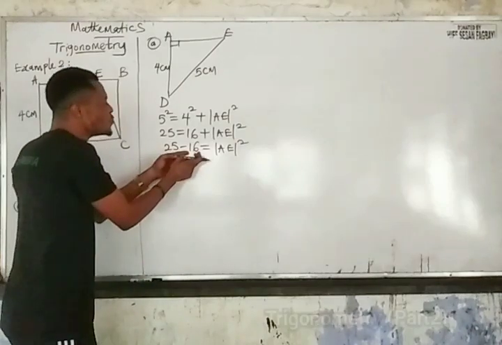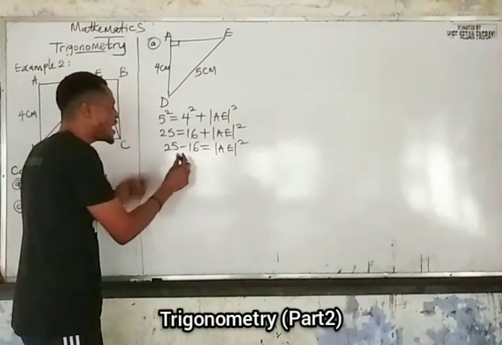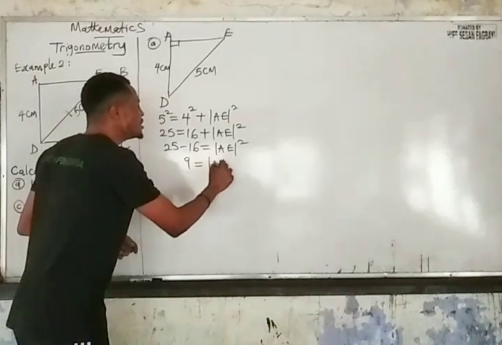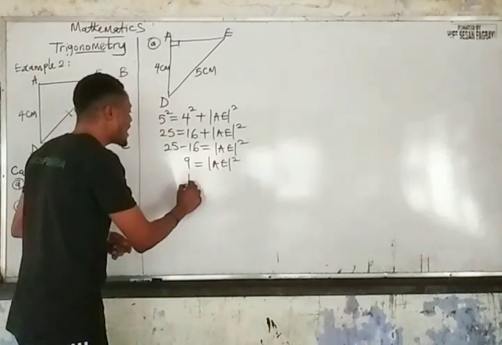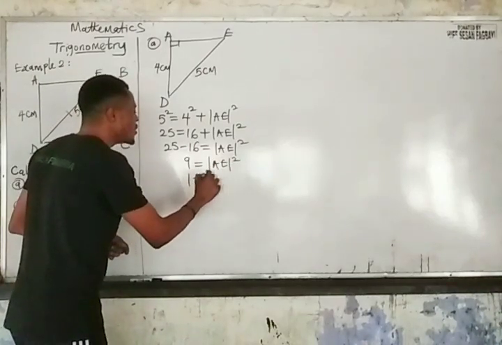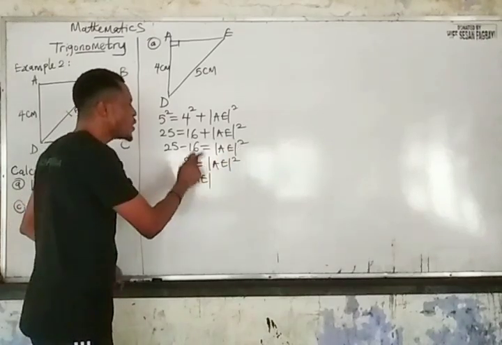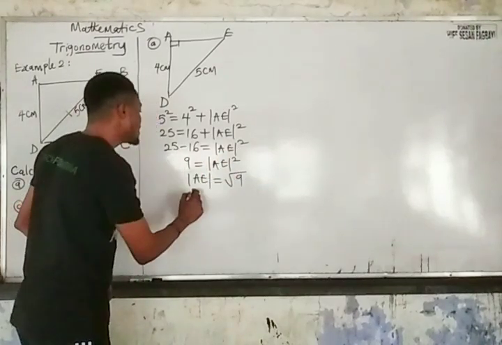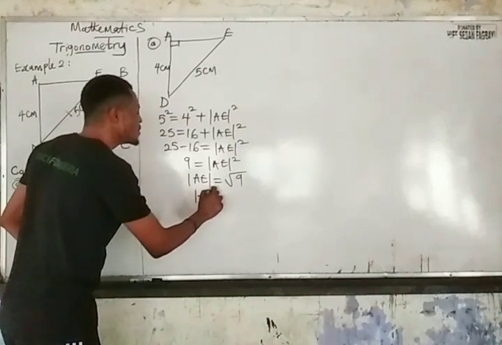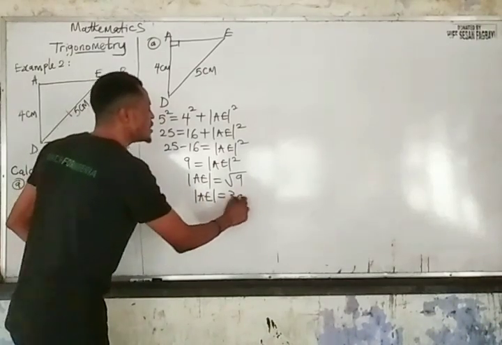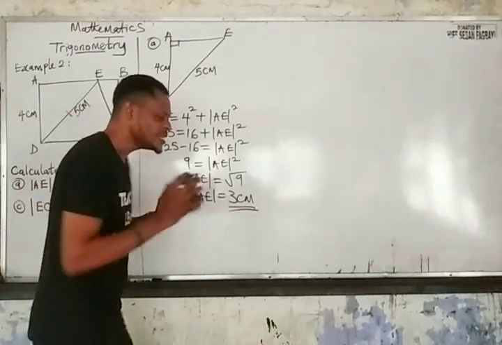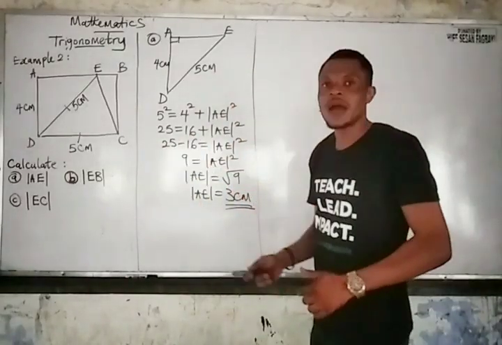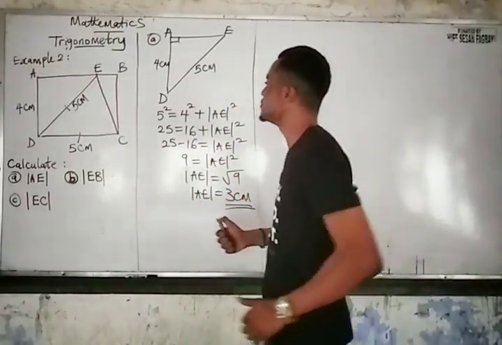So by the time you remove 16 from 25, you are left with 9. So that gives us AE raised to power 2. By the time you look for AE without the square, that means square root both sides. We are going to have root 9. So AE is going to be 3 centimeters. Easy. Having done that, let's see how we get our EB.